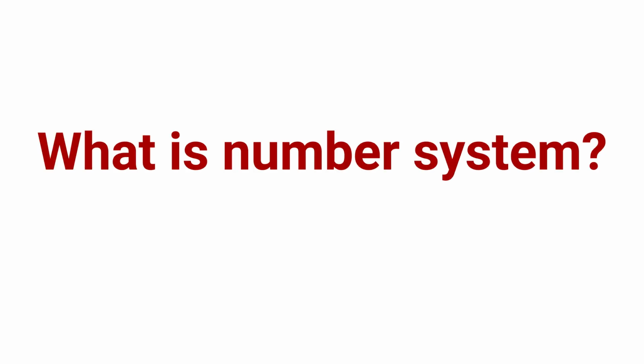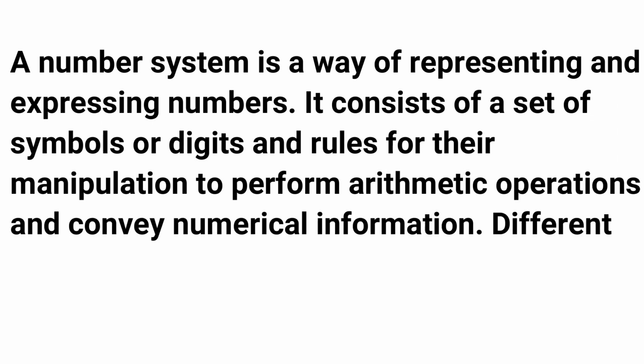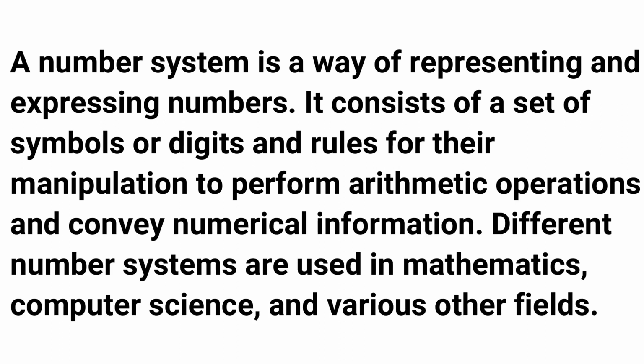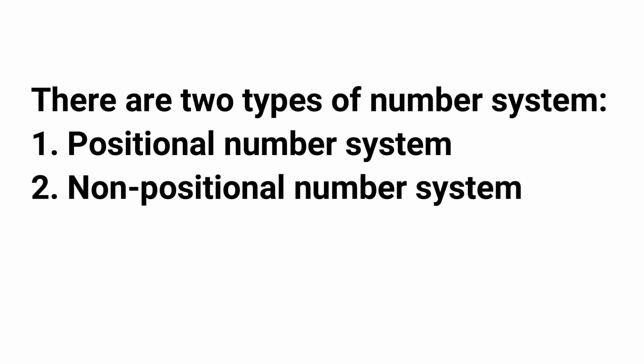Now, we have to define number system. A number system is a way of representing and expressing numbers. It consists of a set of symbols or digits and rules for their manipulation to perform arithmetic operations and convey numerical information. Different number systems are used in mathematics, computer science, and various other fields. There are two types of number system. One is positional number system and the other is non-positional number system.